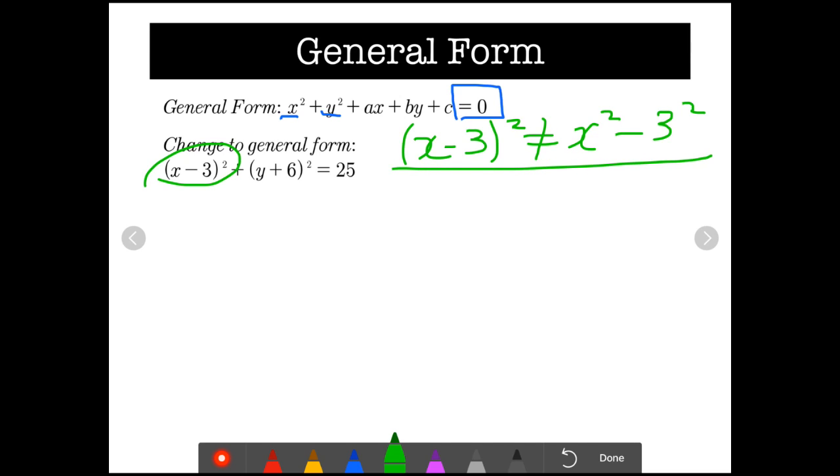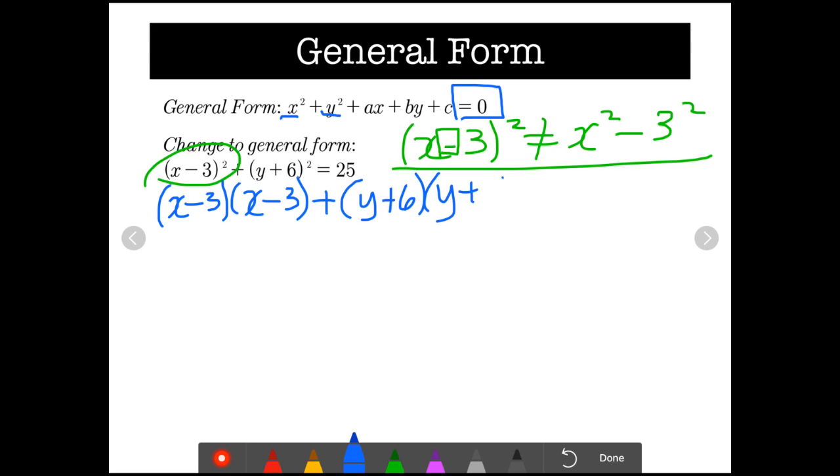This is not a property that exists, because there's a plus or minus in between those two, and it's not just multiplied. It's not like 3x². Okay, so what we do here is we're going to have to FOIL it out. (x - 3)(x - 3) + (y + 6)(y + 6) = 25.